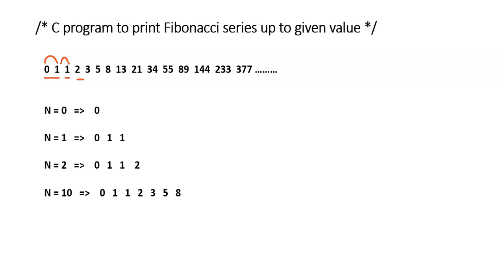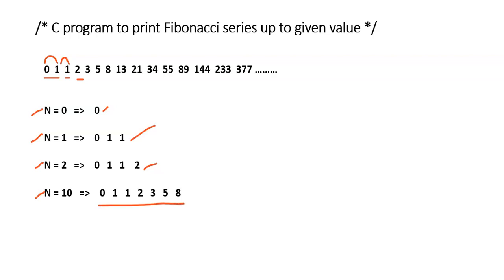In the last video, we printed the Fibonacci series for a given number of terms, but this program is different. Here we want to print the Fibonacci series up to a given value. Now see this example. If we give n value 0, then it prints 0. If we give n value 1, then it prints the entire series up to 1, that is 0, 1, 1. If we give n value 2, then it will print the entire Fibonacci series up to 2. And if we give n value 10, then it prints up to 8.